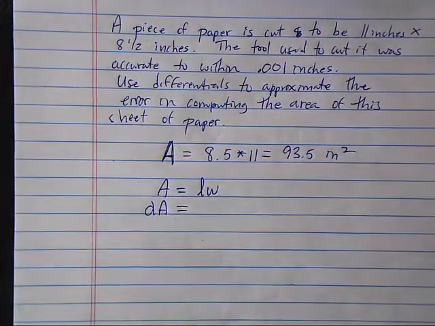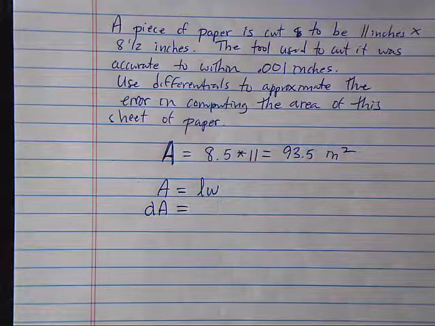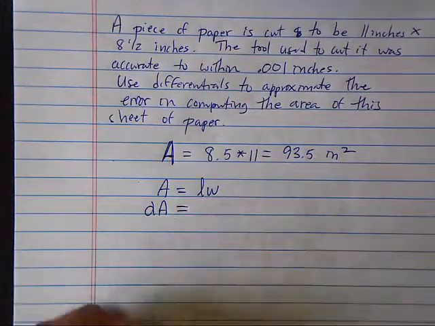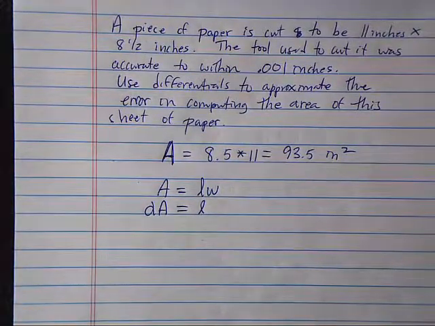So now I want to find how much my area could be off. How much my area could be off, that's dA. That's the change in area. How do I find the derivative on the right-hand side? I have to use the product rule. Why do I have to use the product rule? Two variables being multiplied together. So I leave the first one alone. That's L. And I take the derivative of W. What's the derivative of W? Not dW over dA. It's 1 dW.